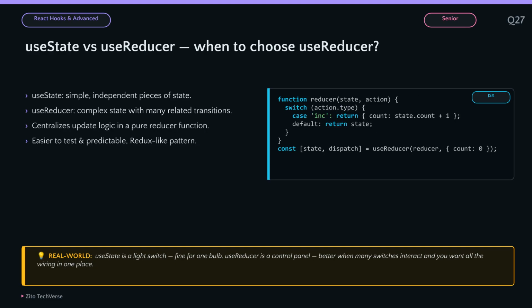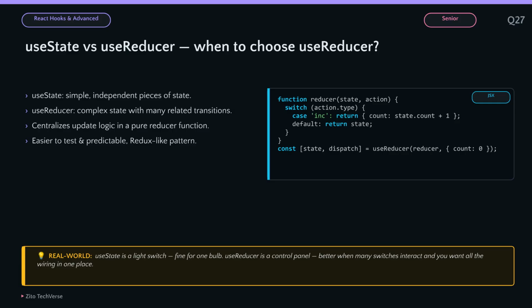useState versus useReducer. When to choose useReducer? useState and useReducer both manage state, but they fit different complexities. useState shines for simple, independent pieces of state. useReducer is better when you have complex state, with many related transitions, because it centralizes all the update logic in a single pure reducer function. You dispatch actions describing what happened, and the reducer decides the next state. This is predictable, easy to test, and mirrors the Redux pattern.